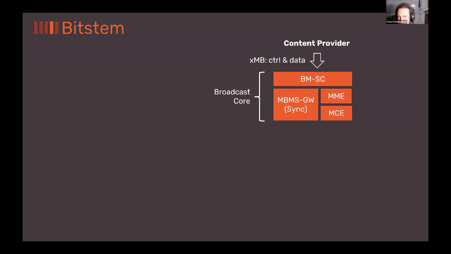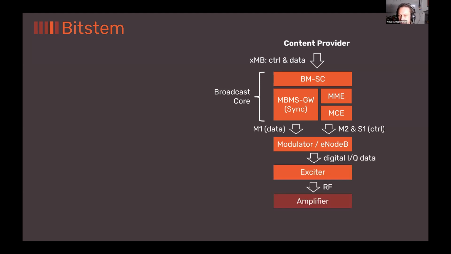I'm not going to go into detail, there's no time. Then again, three standardized interfaces hook up the broadcast core to the modulator, or eNodeB, as it would be called in LTE. And this outputs digital IQ data, where it goes into an exciter or an amplifier. And the RF gets amplified and goes out the transmitter antenna. So that's the sending and transmitting side of the whole thing.